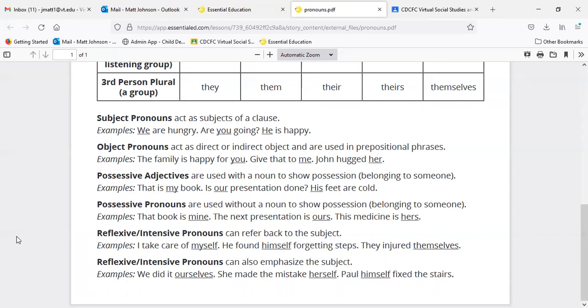But the subject pronoun, and again, you'll see typically at the beginning here, object pronouns, as I mentioned, act as direct or indirect objects and are used in prepositional phrases.